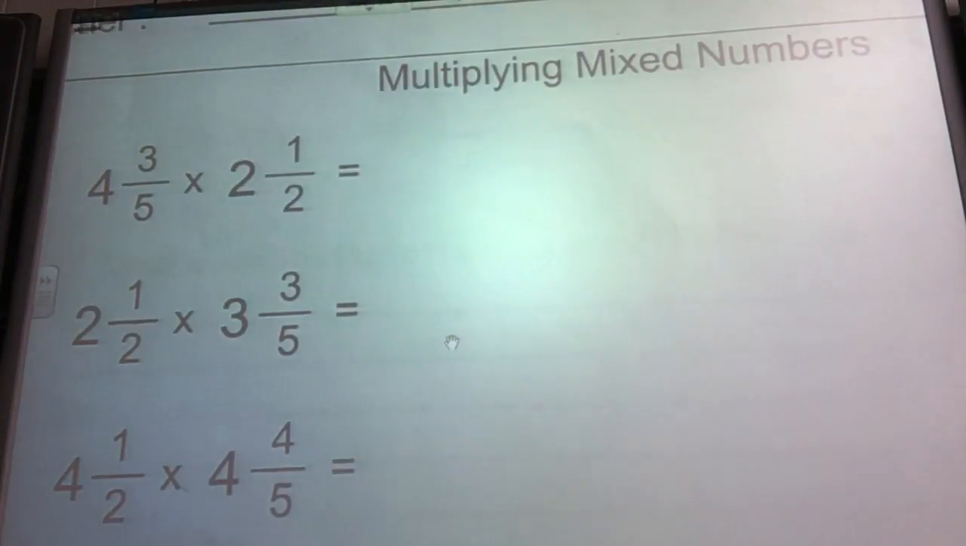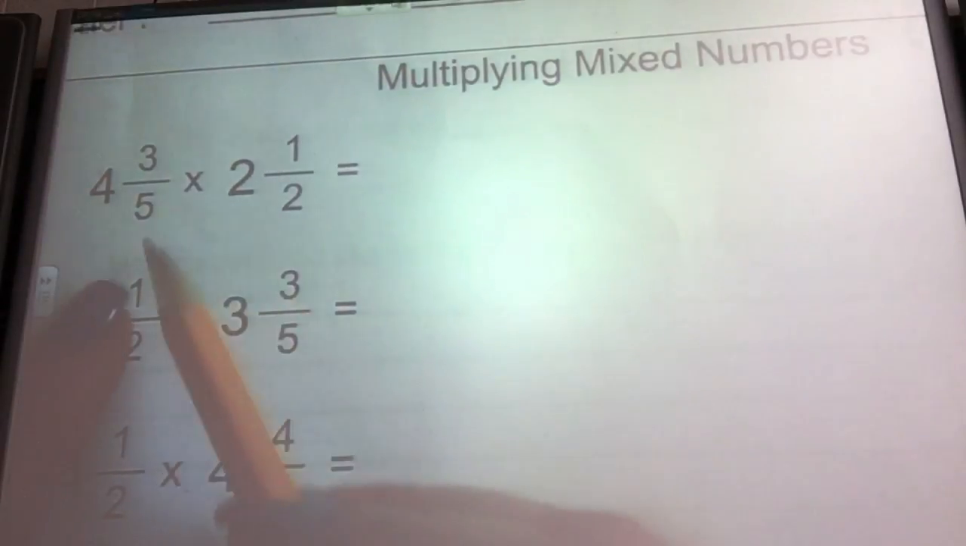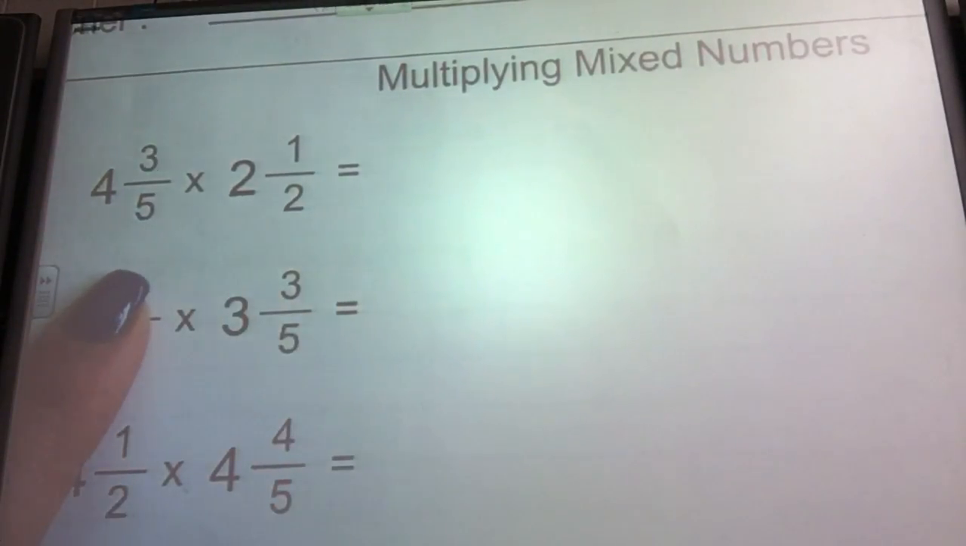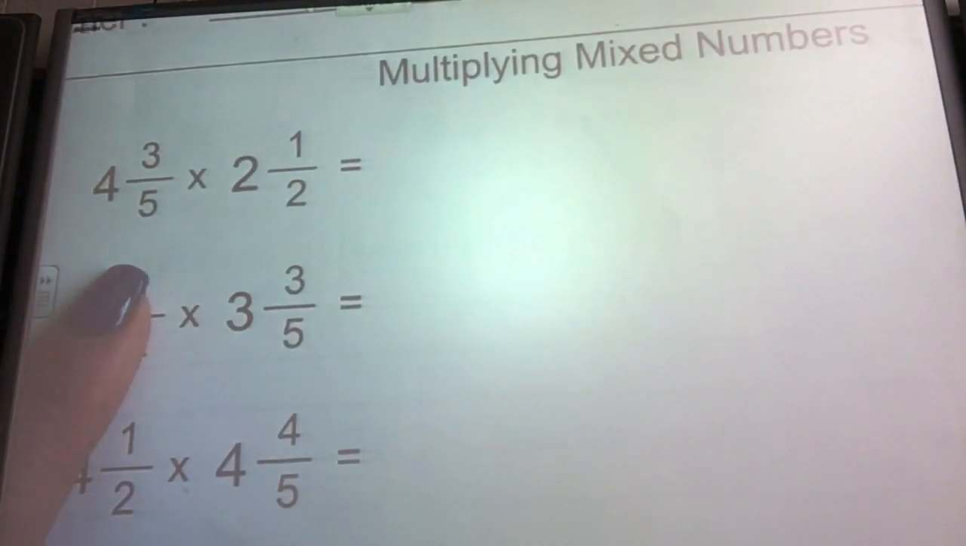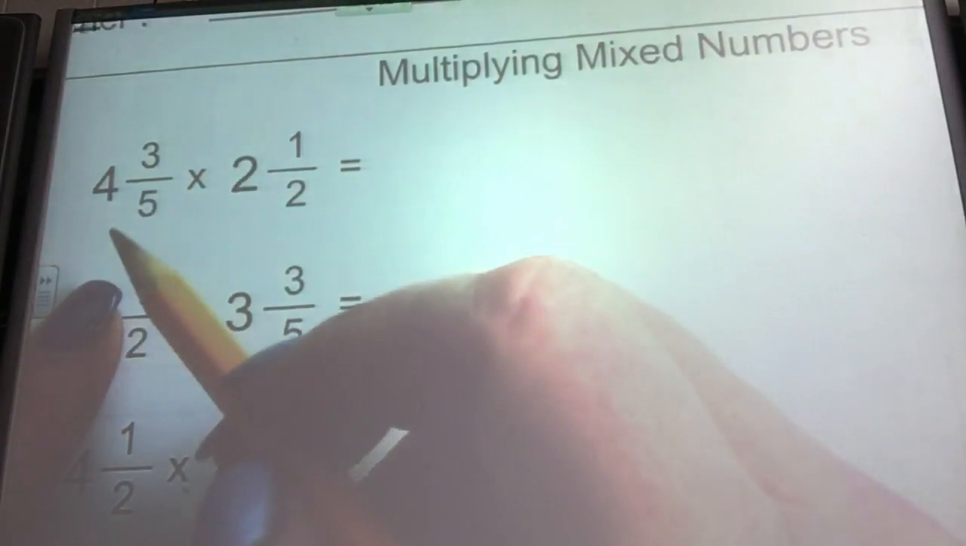Today's lesson is on multiplying mixed numbers. A mixed number is a whole number with a fraction included, such as 4 3/5 or 2 1/2. Okay, first thing that we're going to do is turn this into an improper fraction.